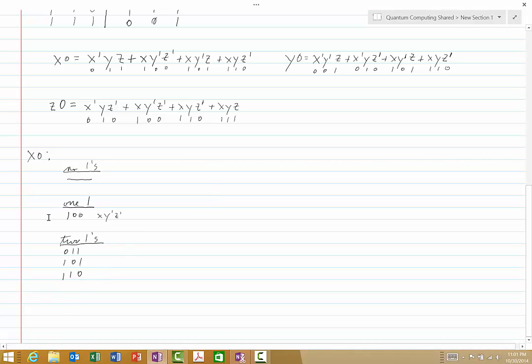Now let's go ahead and write down for each one of these the decimal equivalent. This is the number 4. 0, 1, 1 is the number 3. 1, 0, 1 is 5. And 1, 1, 0 is 6. And let's write down the variables for each one as well. 0, 1, 1, you can see is x prime, y, z. 1, 0, 1, right here is x, y prime, z.